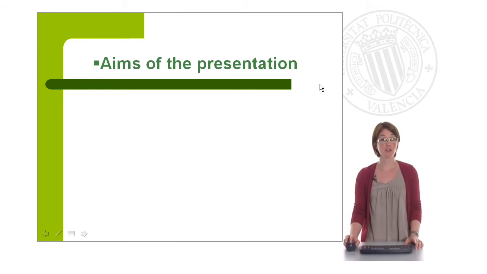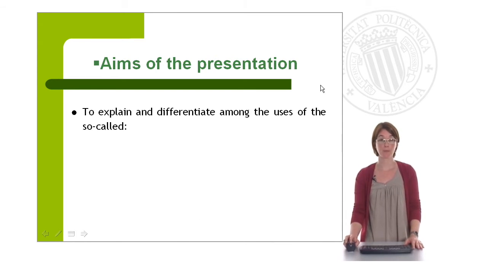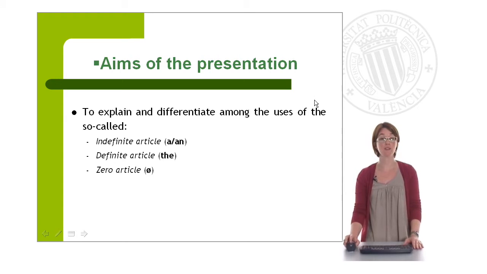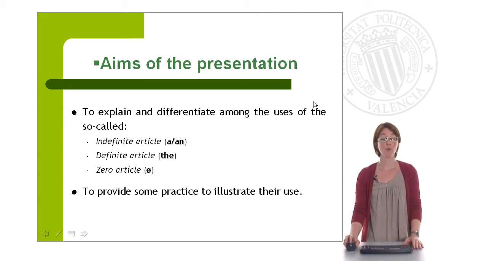The aims of this presentation are the following. First, we are going to explain and differentiate among the uses of the so-called indefinite article, definite article, and zero article. We are also going to provide some practice to illustrate the use of these words.